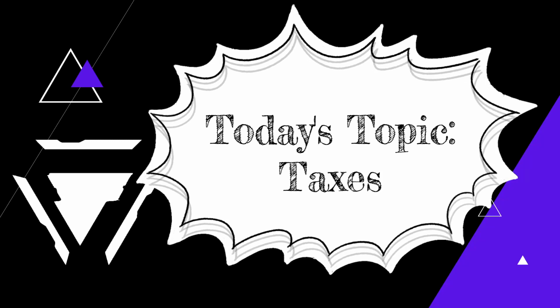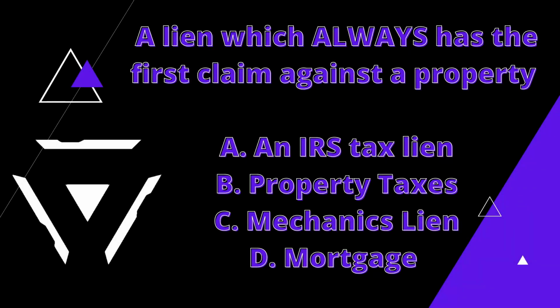The question is: a lien, which always has the first claim against the land, is A, an IRS lien, B, property taxes, C, a mechanics lien, or D, a mortgage. So let's take a look at the first one. The first one is an IRS lien.